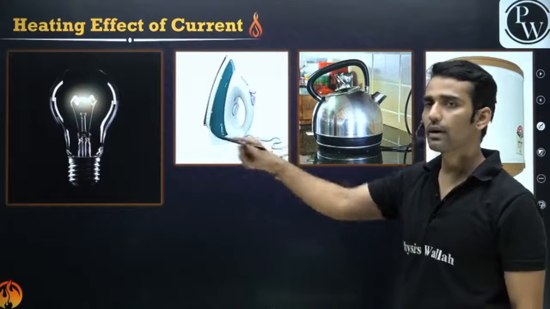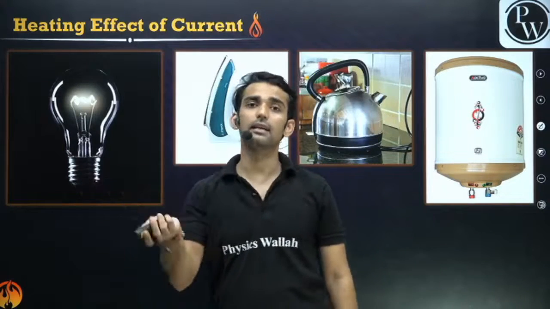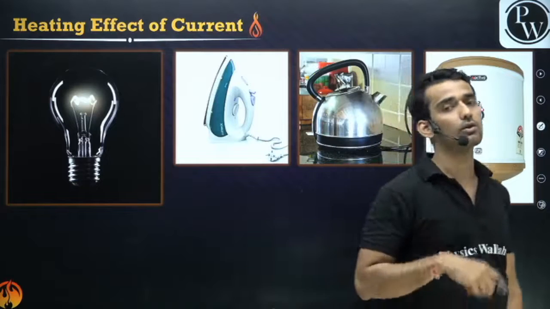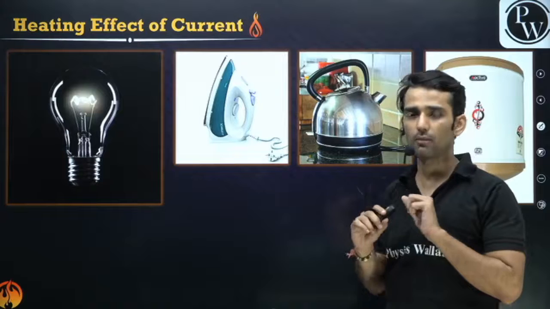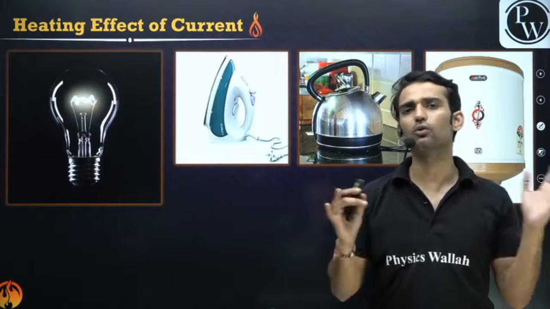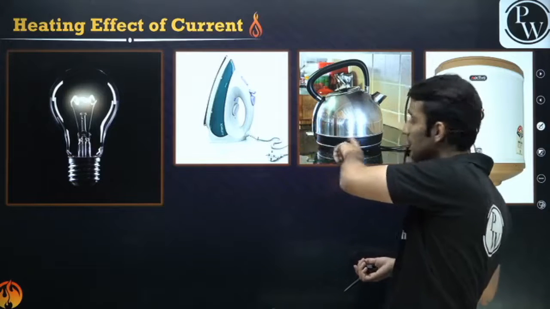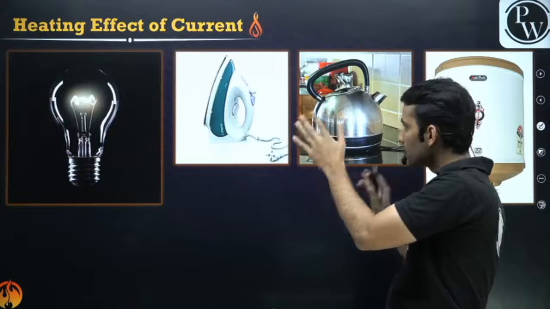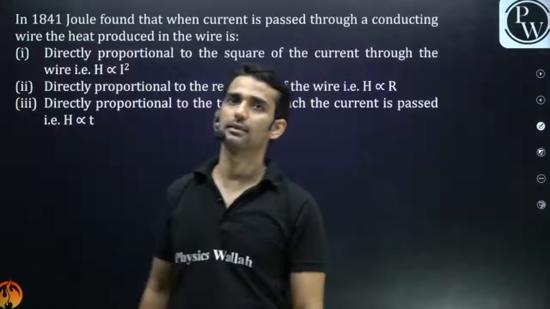Whenever there is a flow of current, a certain amount of heat will be produced, and that heat is useful in certain ways and not useful in others. For example, if you're working on a laptop, it starts to heat up. That is the heating effect, and that is not useful at all. But if this is heated, this is heated, we are using the heat. So it has both advantages and disadvantages.